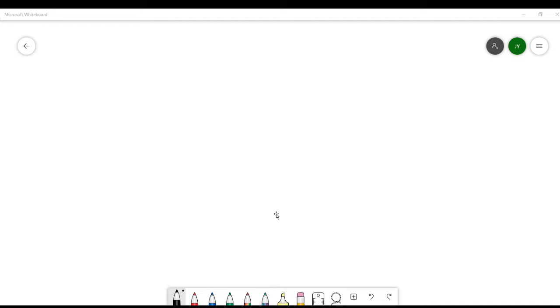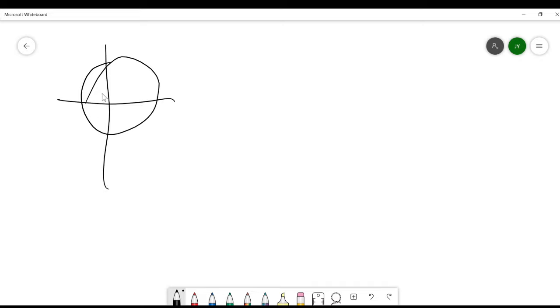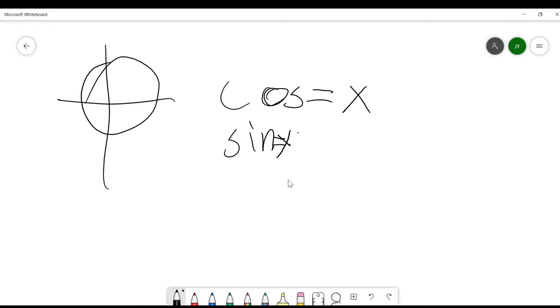All right, let's also cover this. Unit circle, right? But did you also know that the value of cosine is essentially equal to the x coordinate on the unit circle? So cosine is equal to x, and sine is equal to y.